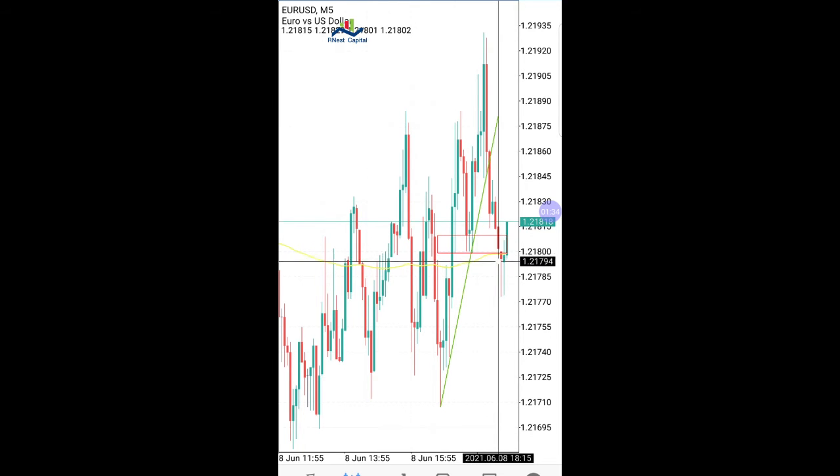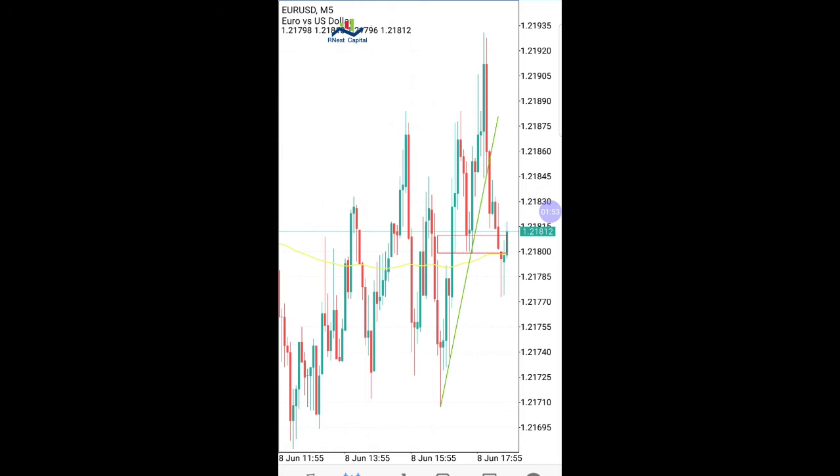If it closes above this level, then I'll buy, which is actually the bias for the day, because the trend is up. But like I said, I'm just looking at what the price is doing. I have no bias. I'm reacting to what price is doing. If price wants to go down, I go down. If it wants to go up, I go up.